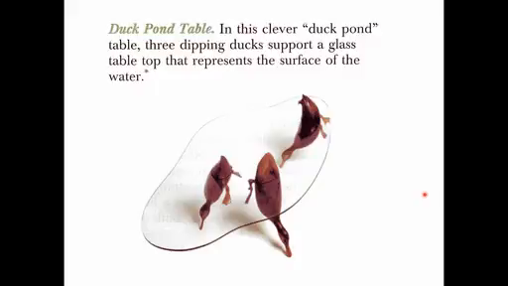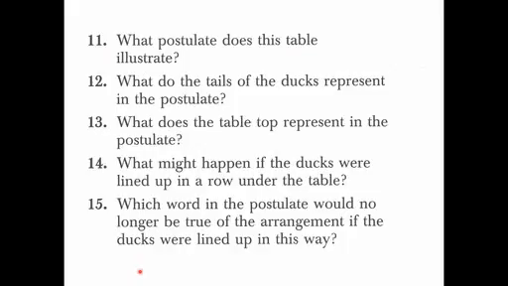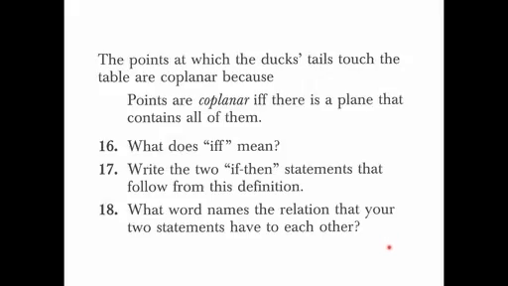I don't know if I'd want to be looking at duck butts the whole time, but it's kind of a clever table. We're going to use this table. We've got this glass flat surface. We've got the beaks down here on the ground, and then we've got the tails up here supporting the table. So now some questions. Which postulate is this? Work your way through these questions about that table, and a few more, but they introduce this idea.